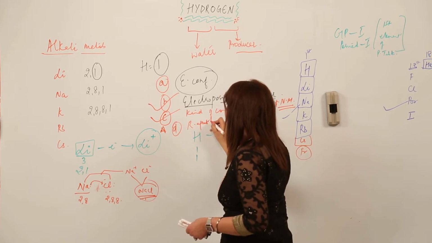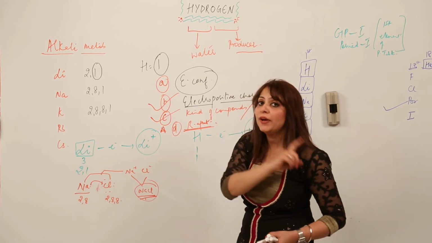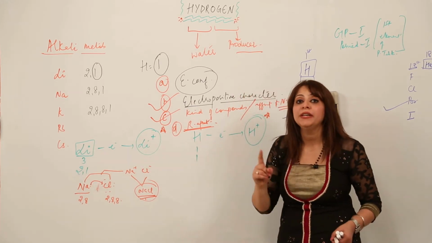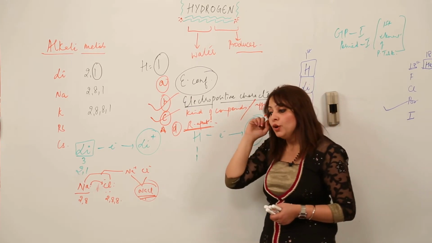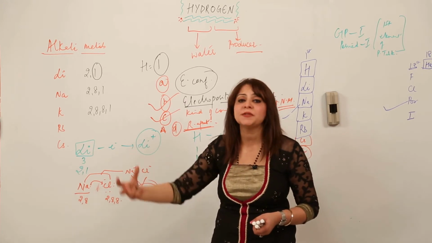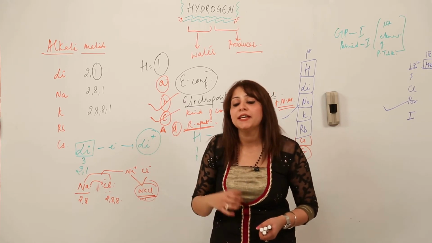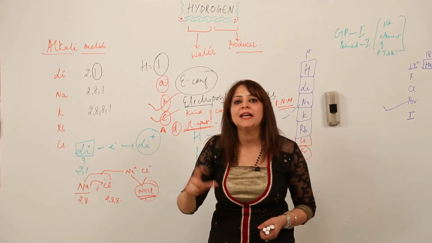Like the alkali metals, hydrogen also acts as a reducing agent. Now the question comes, what is a reducing agent? We discussed it in the chemical reactions as well. I told you a reducing agent is a substance which makes the other substance reduce, but in turn gets itself oxidized. Now the question comes, what is oxidized or reduced?